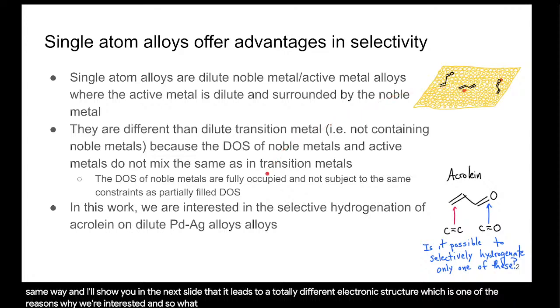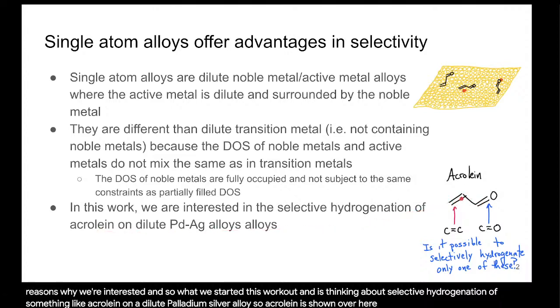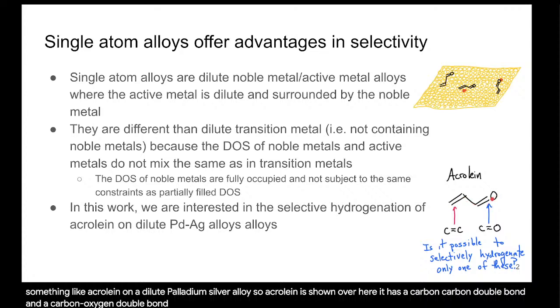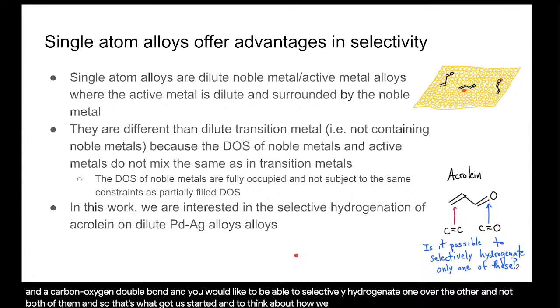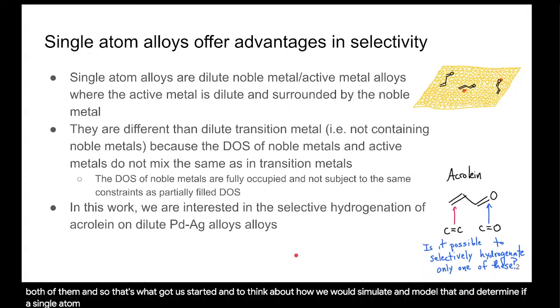What we started this work out on was thinking about selective hydrogenation of something like acrolein on a dilute palladium-silver alloy. Acrolein is shown over here. It has a carbon-carbon double bond and a carbon-oxygen double bond, and you would like to be able to selectively hydrogenate one over the other, and not both of them. That's what got us started, and to think about how we would simulate and model that and determine if a single atom alloy is going to be suitable. I won't tell you the end of that story in this talk. It was a long path to get to where we are.